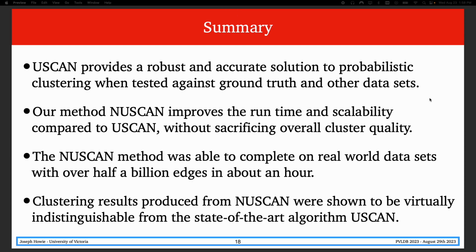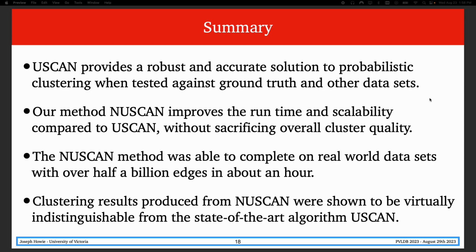So just to summarize, USCAN is the state-of-the-art in clustering probabilistic graphs, and in their original paper, they compare it against some ground truth data sets and show that they get very strong results. However, it does have this very noticeable bottleneck when you scale up to large graphs where it will not complete because of this quadratic runtime of the probability of structural similarity. So with our algorithm, we're able to improve the runtime and subsequently the scalability without sacrificing any cluster quality results, as we have shown.